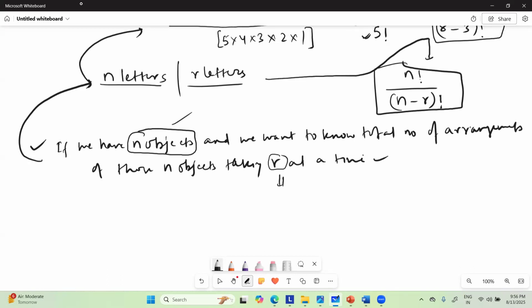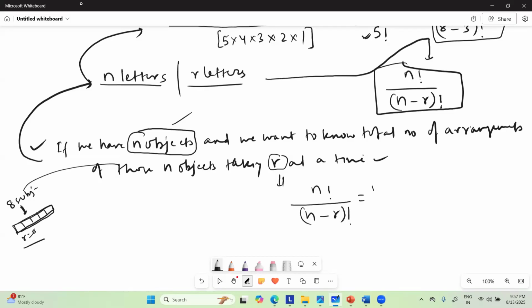So we can have a different example. Let's say we have 8 subjects, but only 5 periods in a day. In how many ways can we arrange those 8 subjects for taking class in those 5 periods? So here also n is 8. Yes, sir. r is 5. So the final answer I'll be getting everywhere is n factorial divided by n minus r factorial.